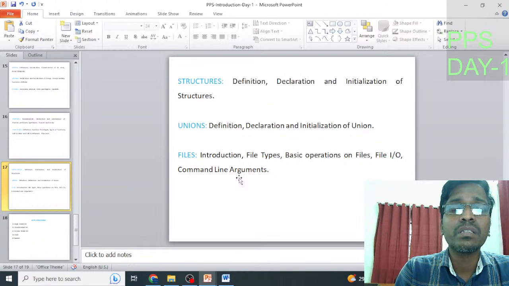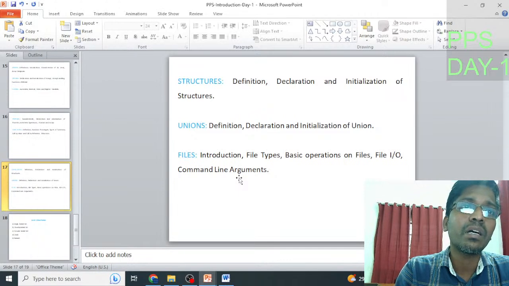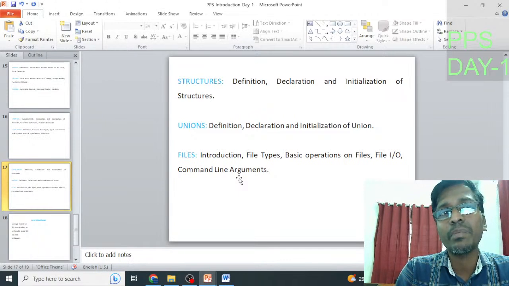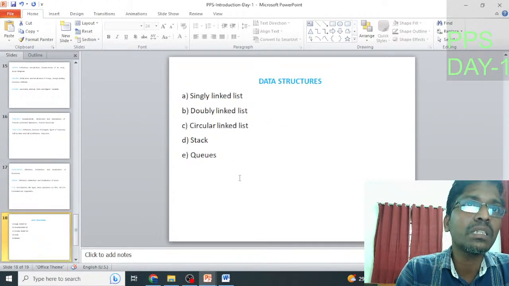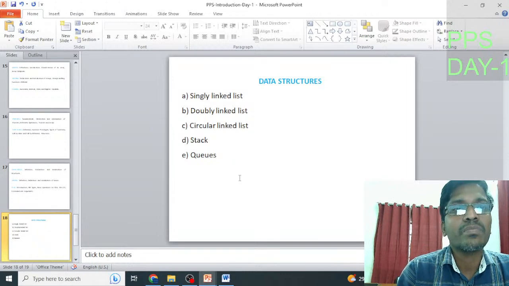And after that, I want to discuss some basic operations on files. And after that, some file input and output functions. And after that, command line arguments in files. After that, I want to cover the data structures concepts also.